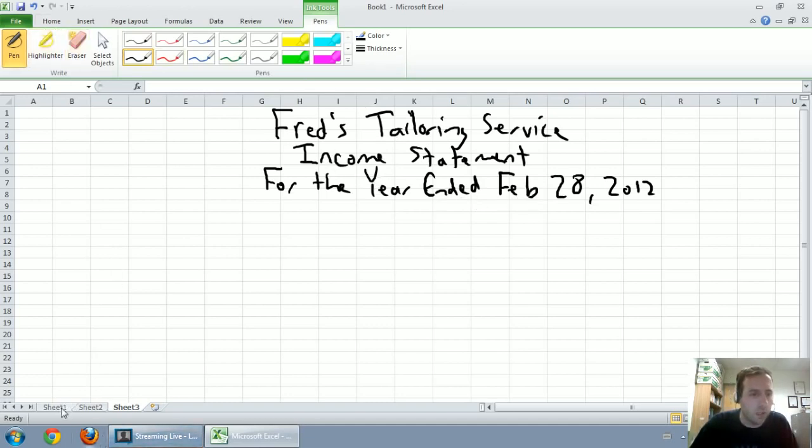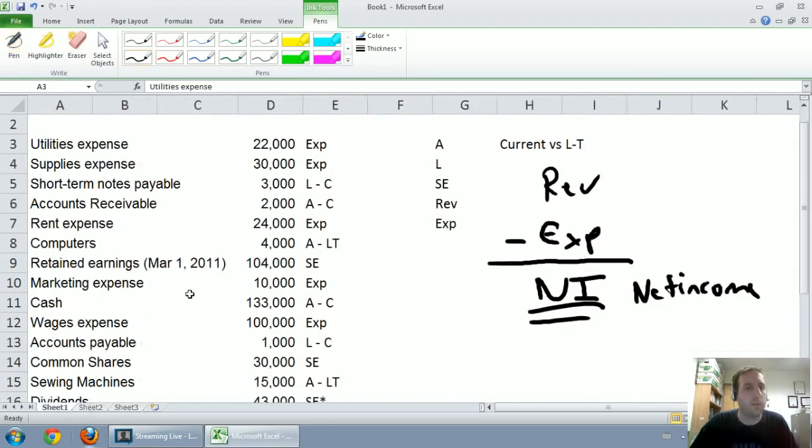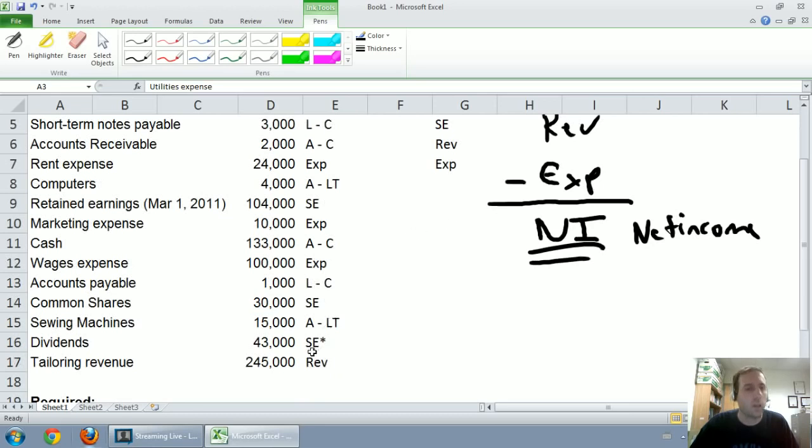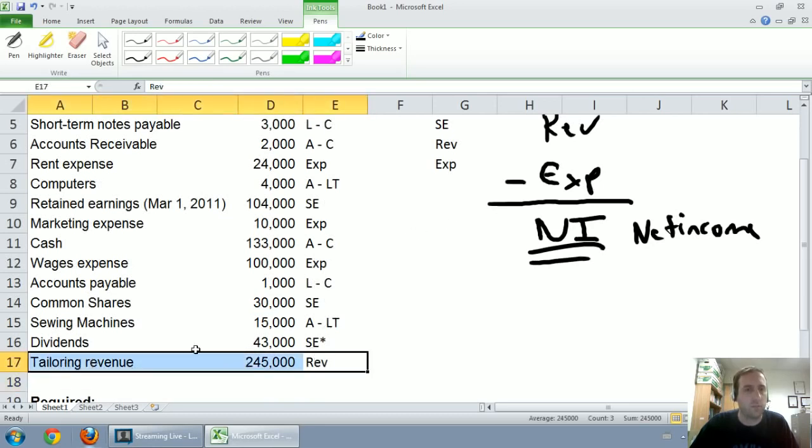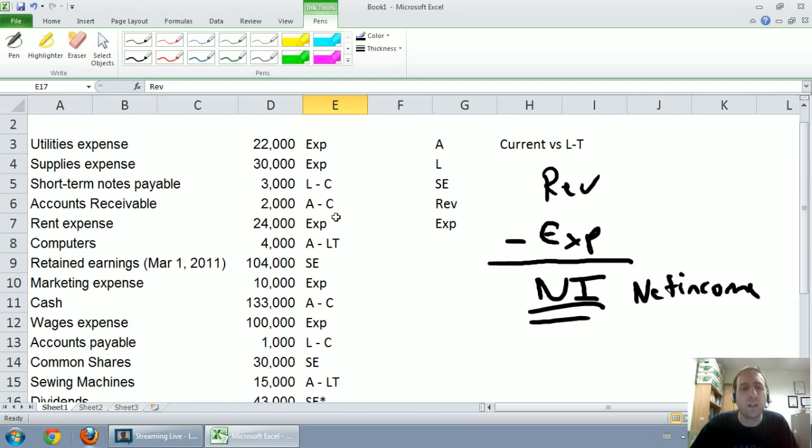Okay, so heading back to my information. Now we said we want to summarize our revenues and expenses. Let's grab our revenues and expenses. First off, there's a revenue, tailoring revenue. Let's start with that. Tailoring revenue is $245,000, and I notice I don't have any other revenues, right?